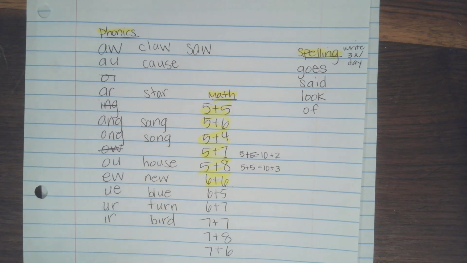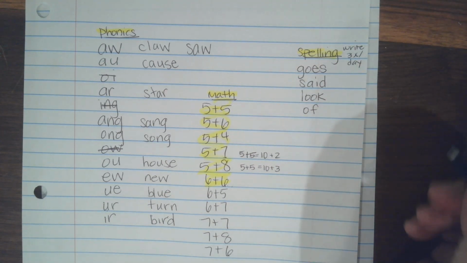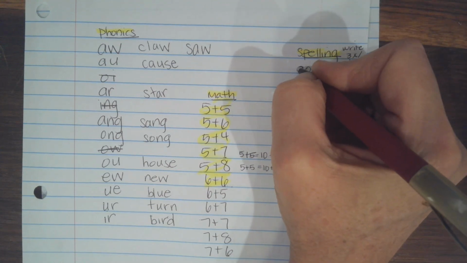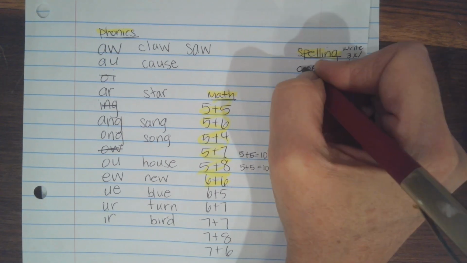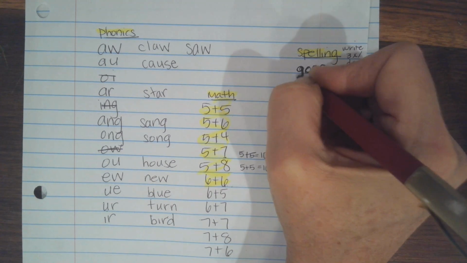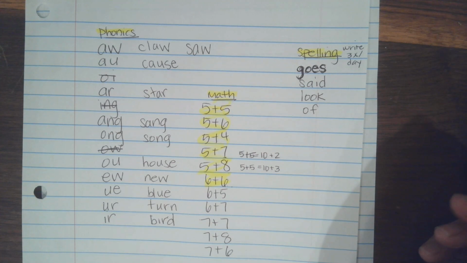And then we're going to do a little bit of spelling, and we're going to do goes. You're going to write these 3 times every day, but not the weekends. And you're just going to practice it like this. G-O-E-S. G-O-E-S. G-O-E-S.